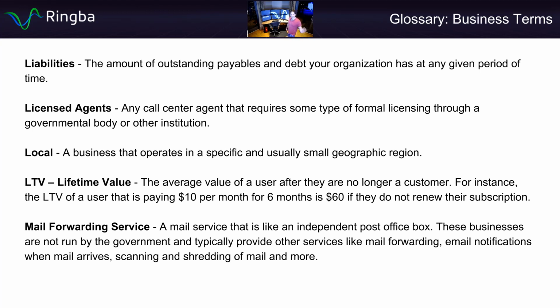Liabilities. This is the amount of outstanding payables and debt your organization has in any given period of time. So if you're working with a whole bunch of advertisers and you owe them $50,000, you have $50,000 in accounts payable liabilities. Just the amount of money that you owe to other people for services that they've rendered to you.